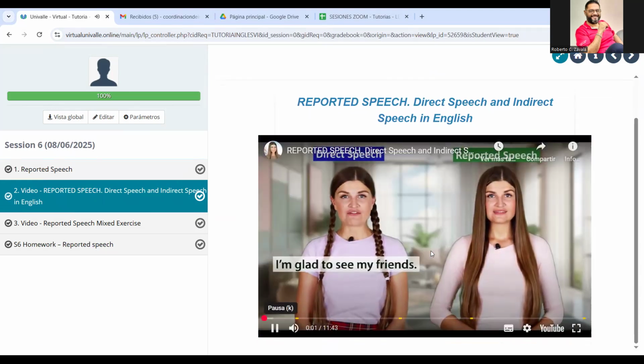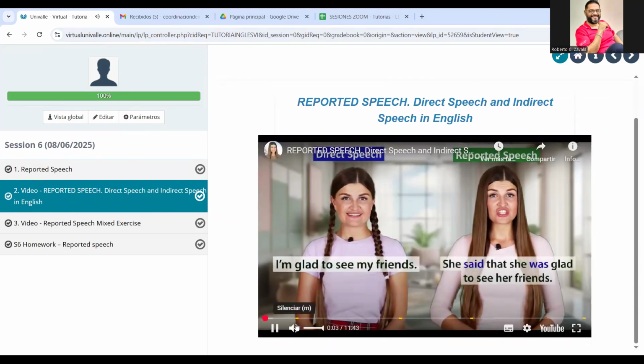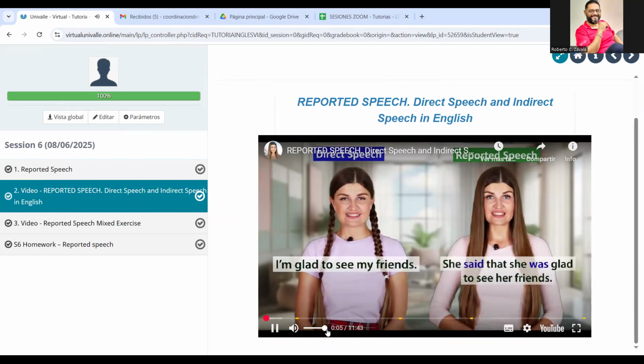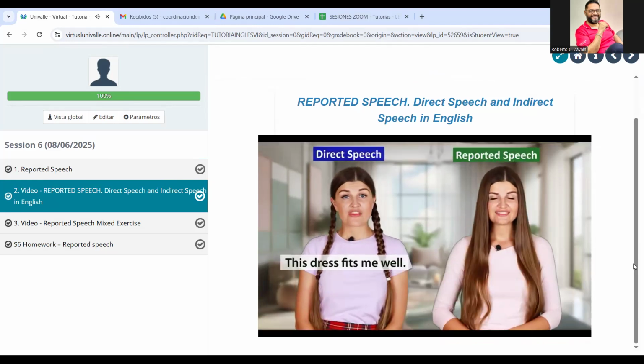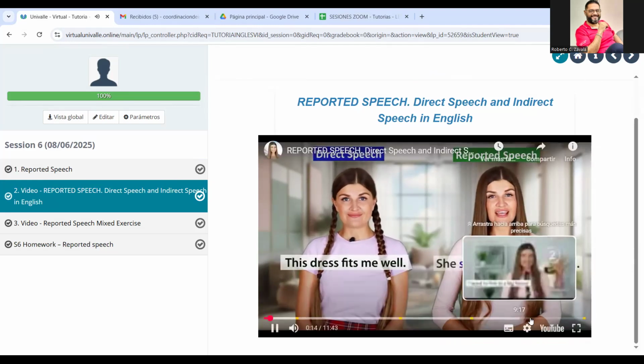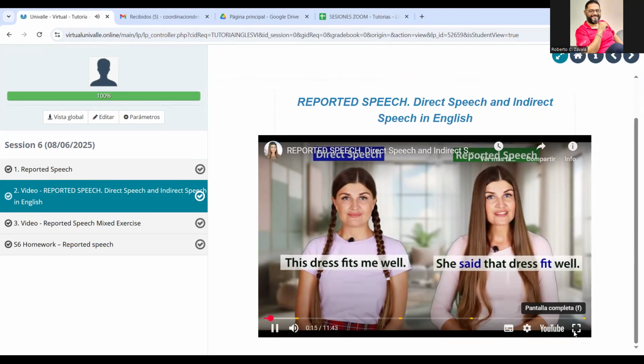I'm glad to see my friends. She said that she was glad to see her friends. I'm going to do it tomorrow. She said that she was going to do that the next day. This dress fits me well. She said that dress fits her well.